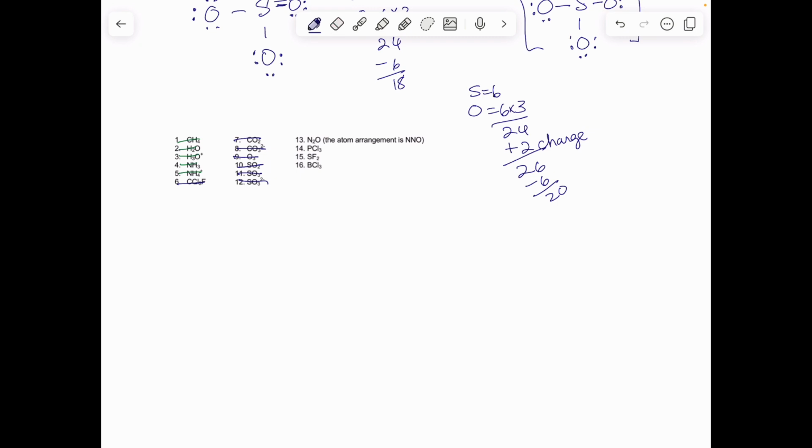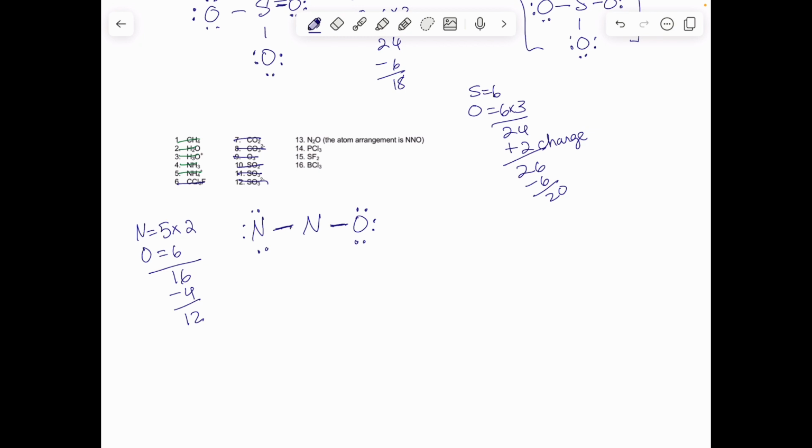N2O, the atom arrangement is NNO. That is the skeleton. Nitrogen is 5, and there are 2 of them. That's how many valence electrons he has. Oxygen has 6 for a total of 16. I've put 4 already in the skeleton. That looks similar to something we saw above. I have 12 to add. I'm going to go 2, 4, 6, 8, 10, 12.